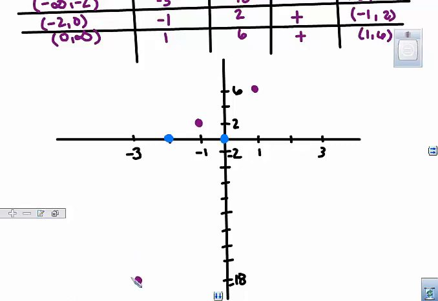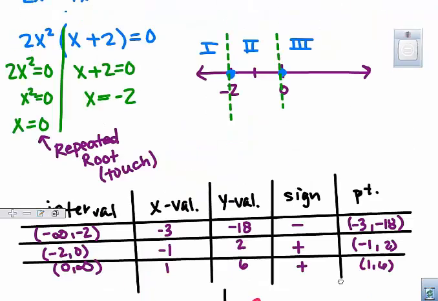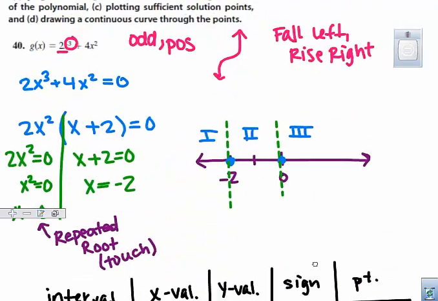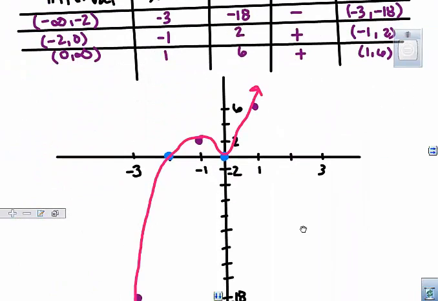So when I go to sketch this polynomial, I'm going up, I come back down, and go back up. Okay, so notice I do just touch at 0 like I said we would. And let's check our end behavior. Should we be falling left, rising right? Yes. So that is a sketch of our polynomial.